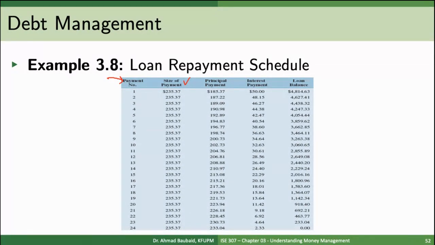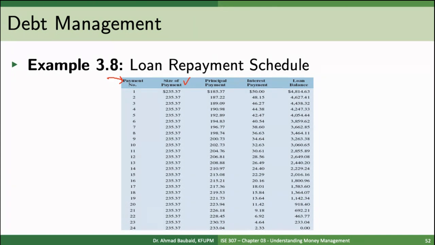Remember, when you pay off a loan like this, you're paying the principal and you're also paying interest. So you're paying two things. So if you want to compute what's happening with your payment, how much of it is going to pay off your principal and how much of it is going to interest, this is what this table tries to break down.